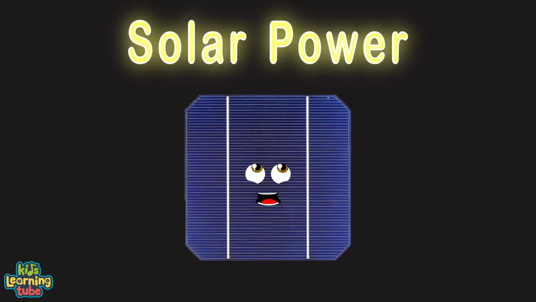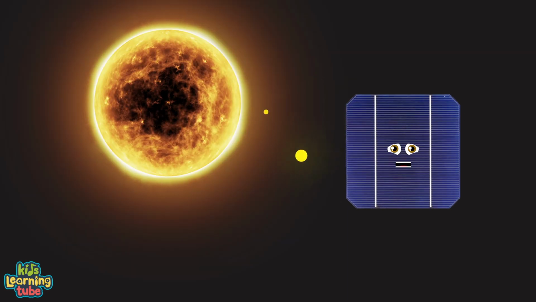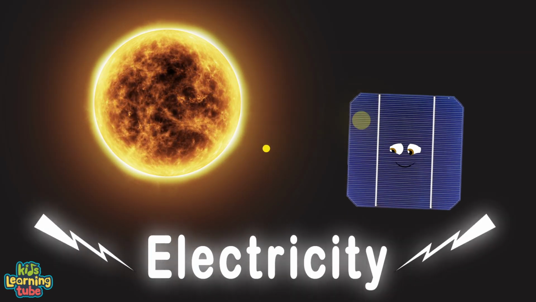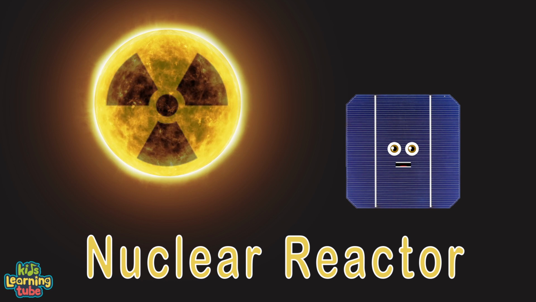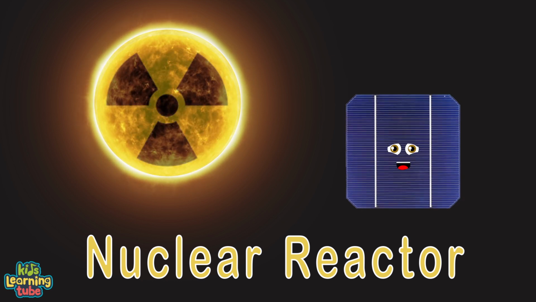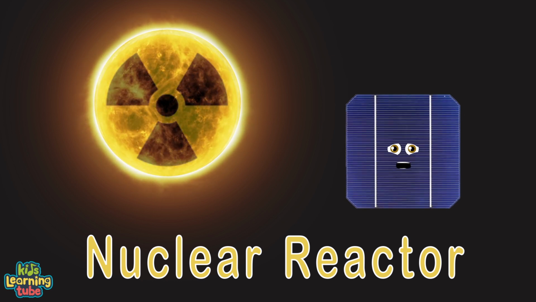What is solar power? It's the conversion of energy from our sunlight into electricity. Our sun's a natural nuclear reactor, you should know. It's the most abundant energy resource on Earth, I'll show.